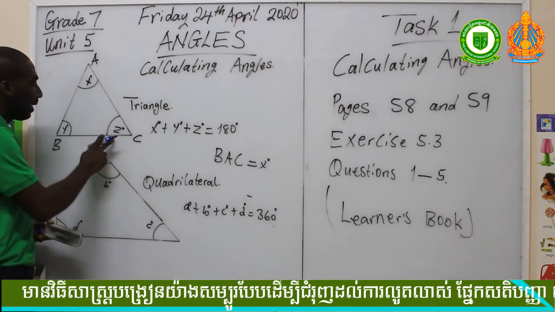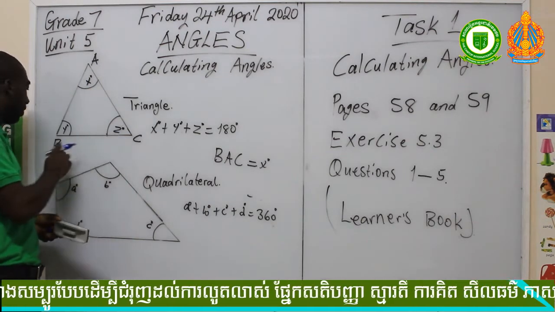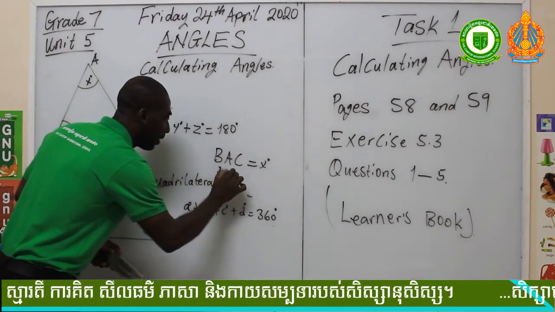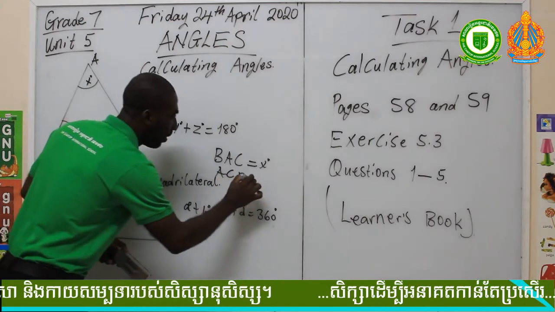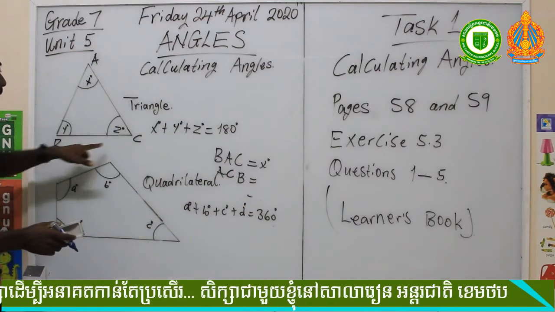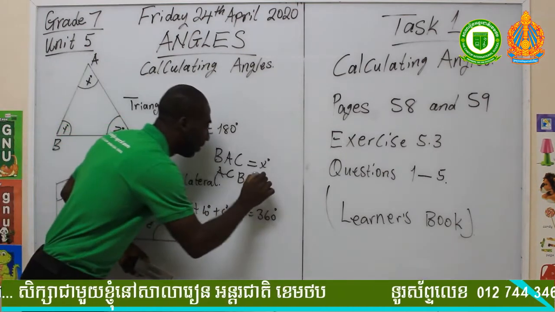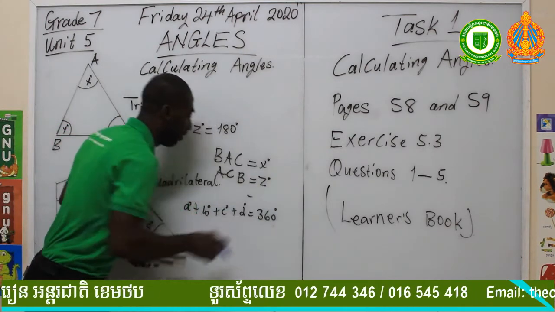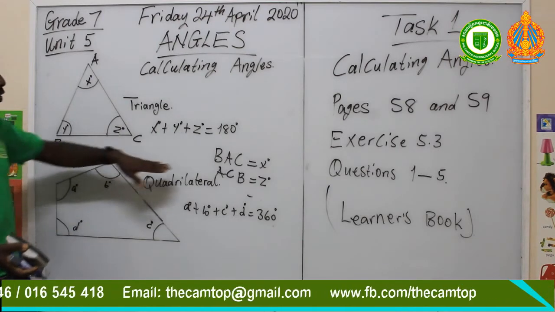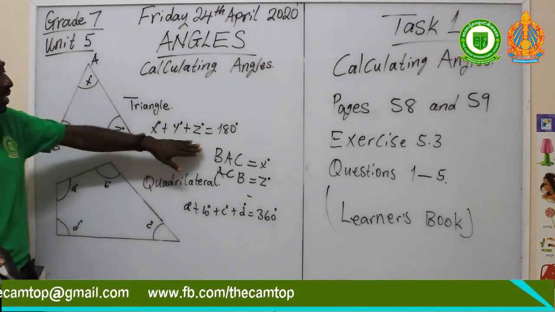If you want to look at angle Z, you write ACB. So ACB means you are looking at angle Z. Don't forget that. So anytime you are reading angle, you look at how the naming is written.